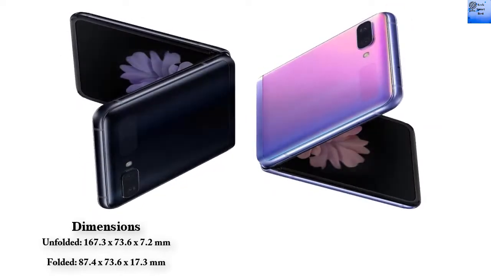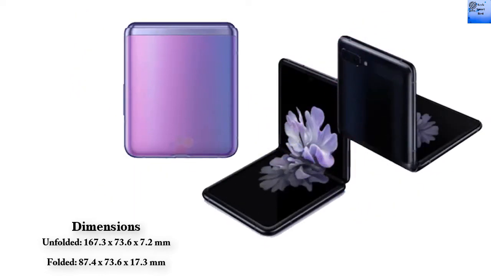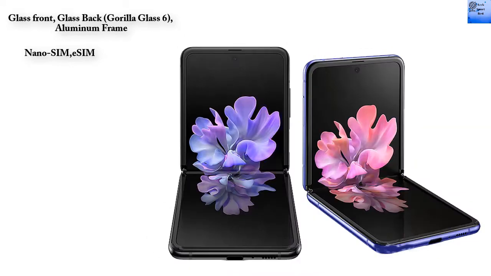The Samsung Galaxy Z Flip body dimensions. The dimensions in two types, unfolded and folded. Unfolded: 167.3 by 73.6 by 7.2 mm, and folded: 87.4 by 73.6 by 17.3 mm. Glass front, glass back, aluminium frame, nano SIM, eSIM.